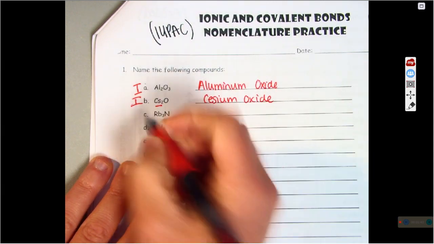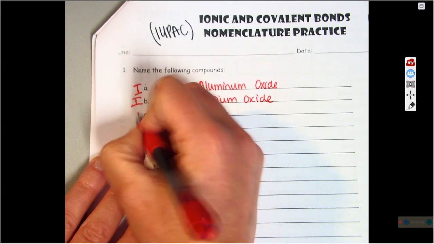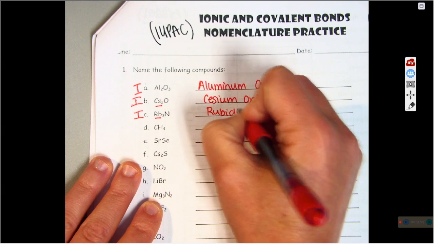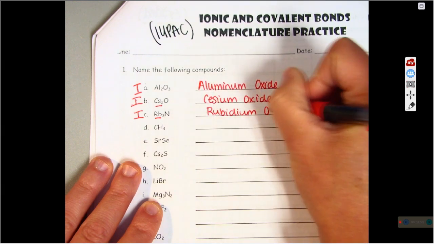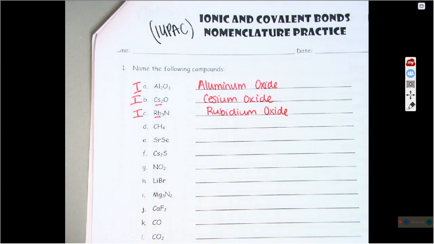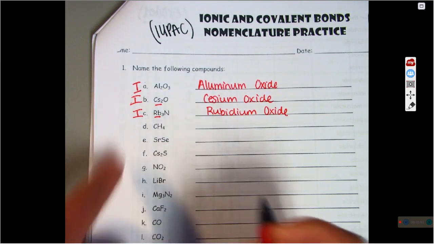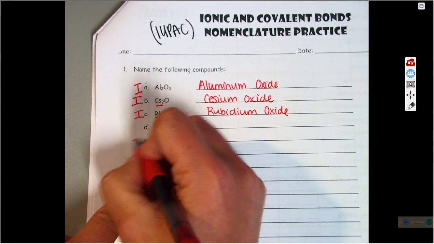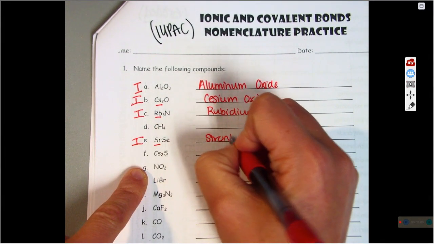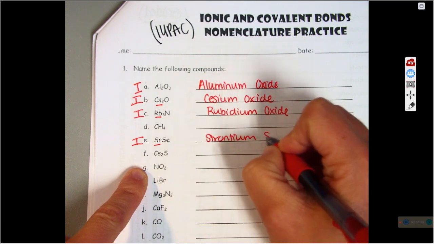All right, now I see a metal here. I'm labeling it ionic, rubidium oxide. Any one that you see that has a metal in it will be named that way. So for example, strontium, ionic, named the same way. This one is strontium selenide.